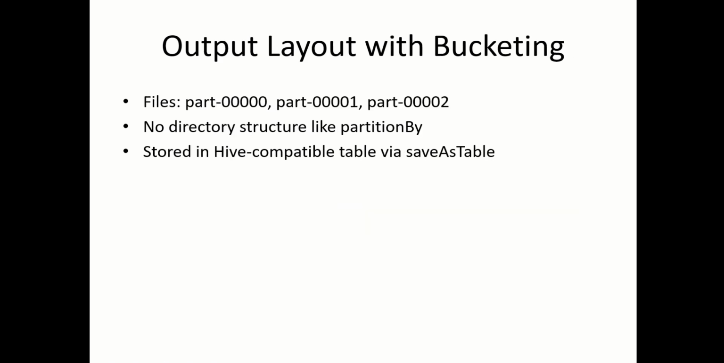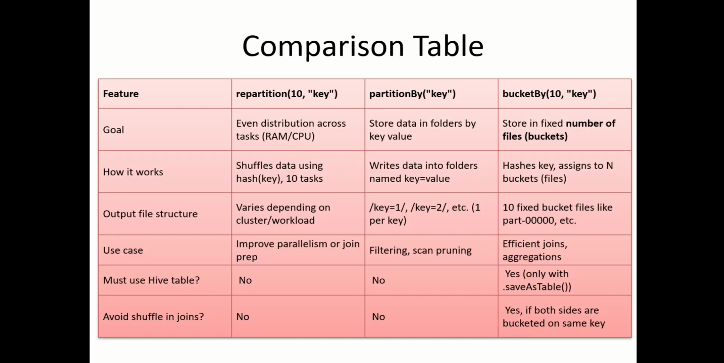So in this slide you can see how the file will get saved in the output layout with bucketing. From our example we saw partition ID 0, partition ID 1, and partition ID 2. The file name which will get saved will be like this. There is no directory structure like partitionBy, and it is stored in a Hive compatible table via saveAsTable.